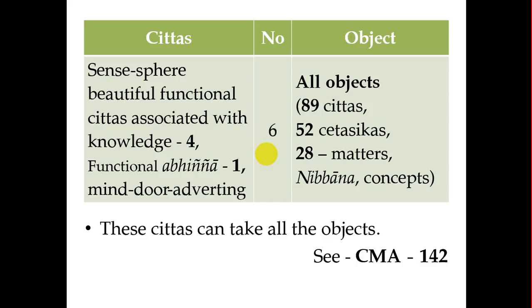Among the 89, 54 Cittas arise based on senses, right? So therefore, they are called sense sphere. So we have 52 Cittasika that associate with them. And also, 28 are senses, right? Now we call it matters. These Cittas can take all the objects. For further explanation, please read page 142, right? 142. Okay.